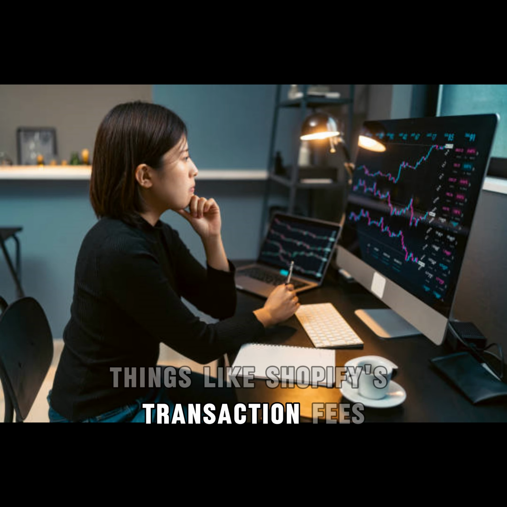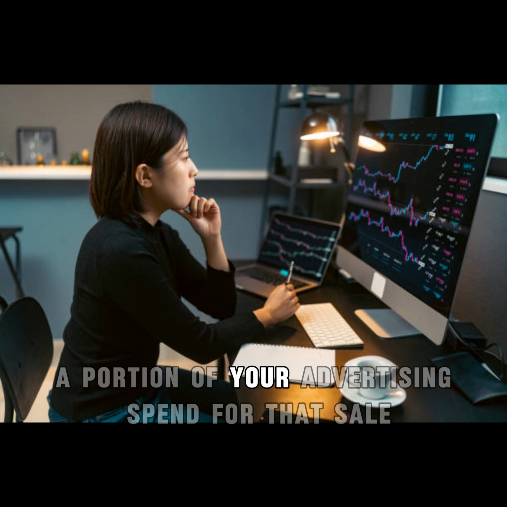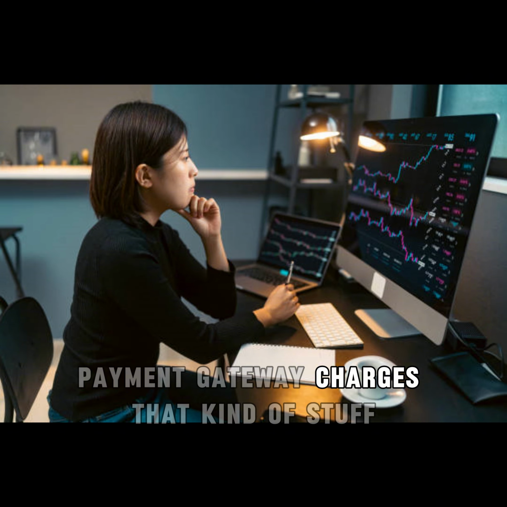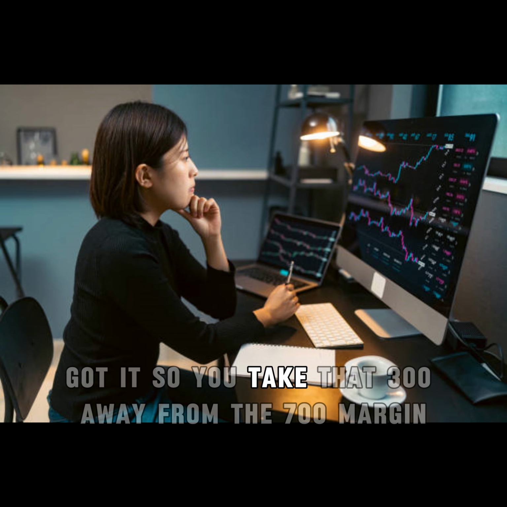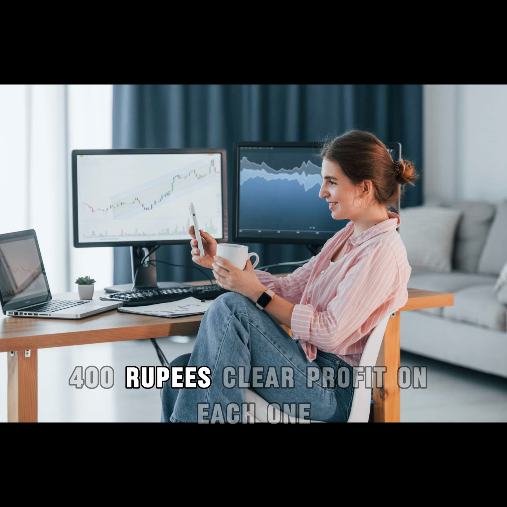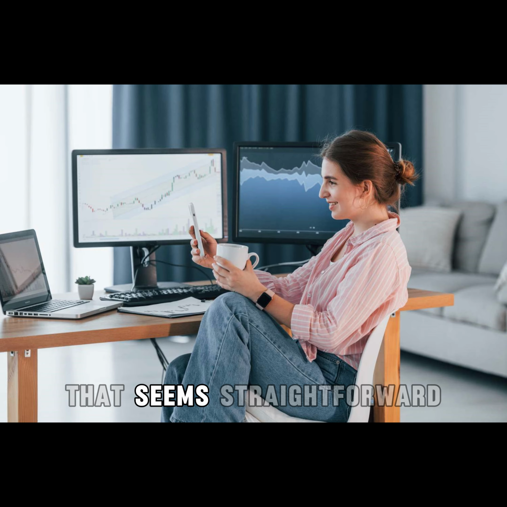Things like Shopify's transaction fees, a portion of your advertising spend for that sale, payment gateway charges, that kind of stuff. Got it. So you take that 300 away from the 700 margin, and you're left with a net profit of 400 rupees per product sold. Okay, 400 rupees clear profit on each one. That seems straightforward. It does.